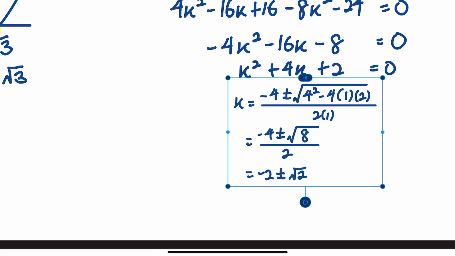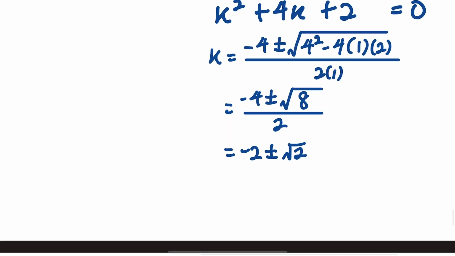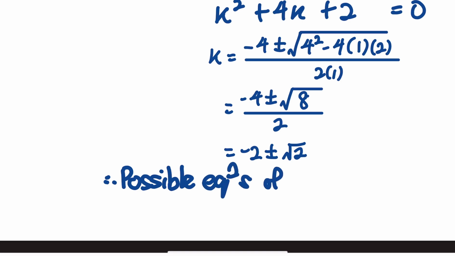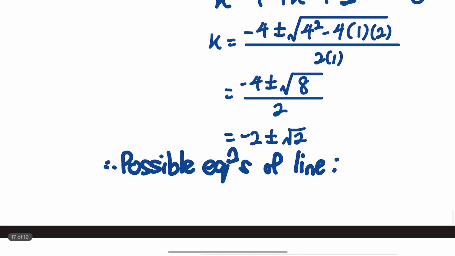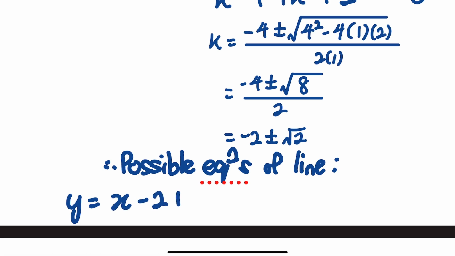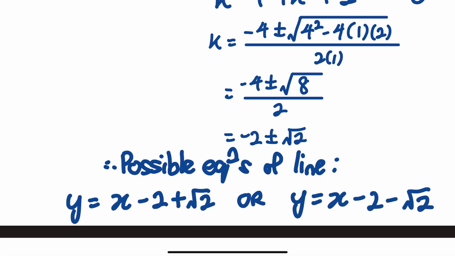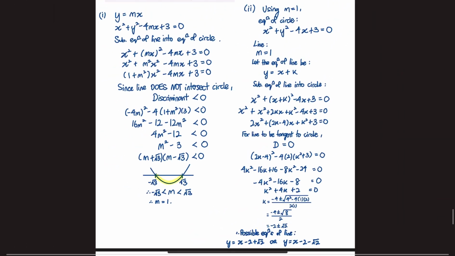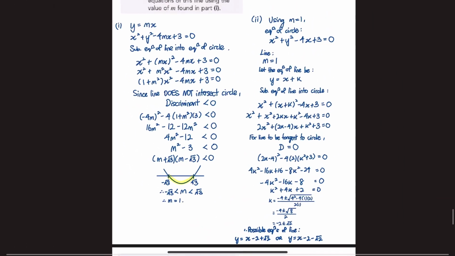So therefore, to answer the question, the possible equations of the line are y equals x minus 2 plus root 2, or y equals x minus 2 minus root 2. And that is your final answer to question 3. Okay, this is a long question.